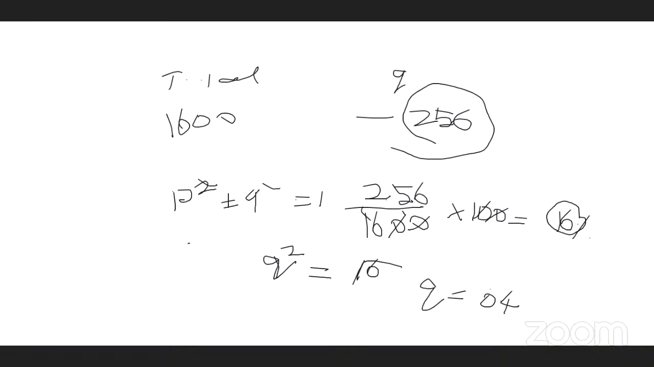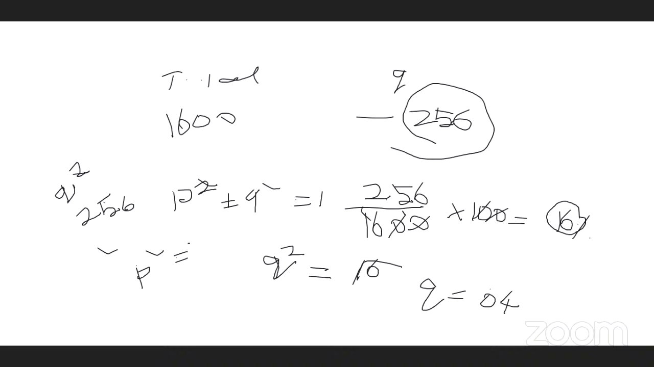So 4 is Q. Likewise, you have to calculate P also. What about Q? You have to add another point. So 256 plus 256, how much is that? 256 is the Q squared, isn't it? P squared is also the same, like this.